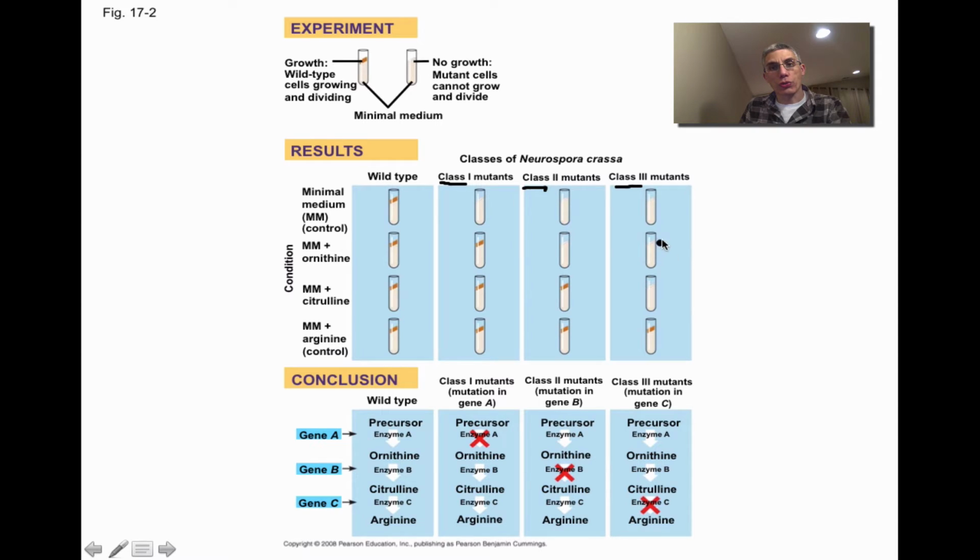Then of course, class 3 mutants, on the other hand, cannot grow in the minimal medium. In other words, they're not producing what they need. They cannot grow in the ornithine, cannot grow in the citrulline, but if you add arginine to their environment, then of course they can grow because you can bypass those previous steps and you're directly adding that end product, which is that amino acid that it needs to be able to survive.